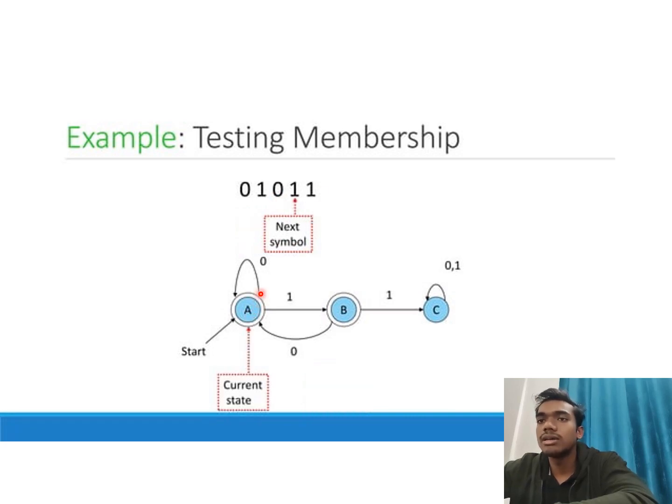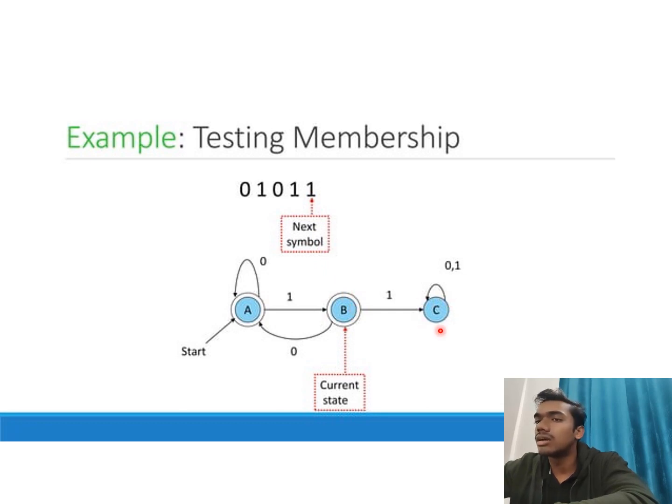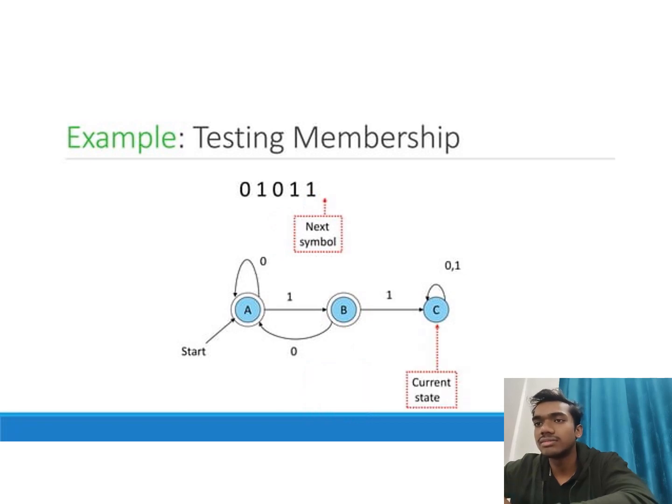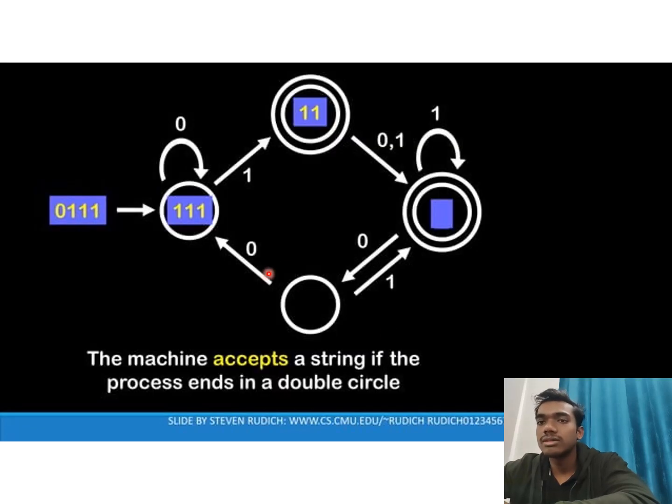See, from here, the next symbol is 1. So again it will be going to B. And again, then it's 1. So again it will be going to C. And from C it won't go anywhere because there's a loop, and this is not the final state, it's some dead end state. So now there's no other thing, so it will be staying on C itself. So this is an example where the machine accepts a string if the process ends in a double circle as well. See.